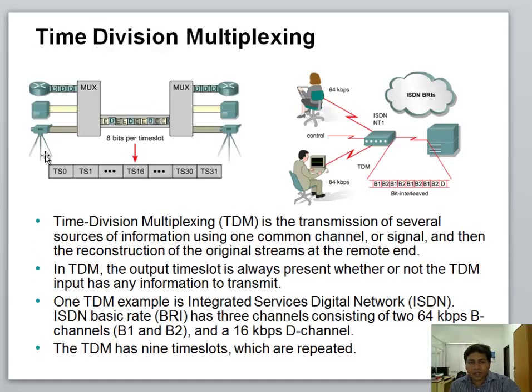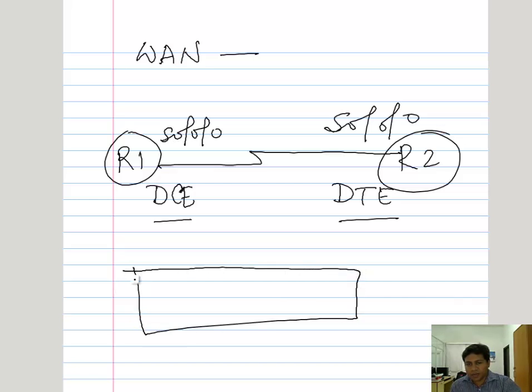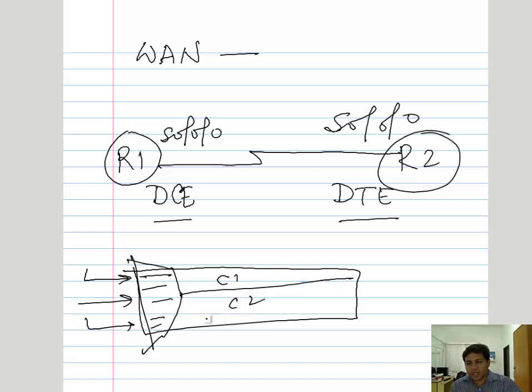Now in serial communication, whenever they send the signal, it uses the mechanism TDM, time division multiplexing. What does multiplexing mean? For example, this is my serial communication. So there are R1, R2 and R3. There is a multiplexer that combines these signals. For example, channel 1, channel 2 and channel 3 are multiplexed. So this will carry all the signals from channel 1, channel 2 and channel 3.